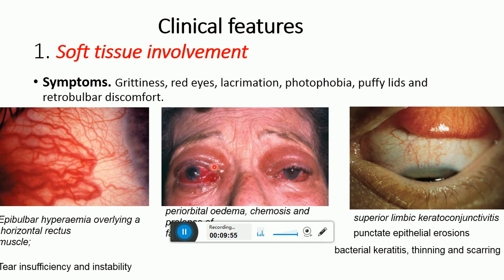Periorbital swelling is caused by edema and infiltration behind the orbital septum. This may be associated with chemosis and prolapse of retroseptal fat in the eyelids. Tear insufficiency and instability is common. The corneal signs are exacerbated by lid retraction, and the signs are punctate epithelial erosions, superior limbic keratoconjunctivitis, occasionally bacterial keratitis, thinning, and scarring.